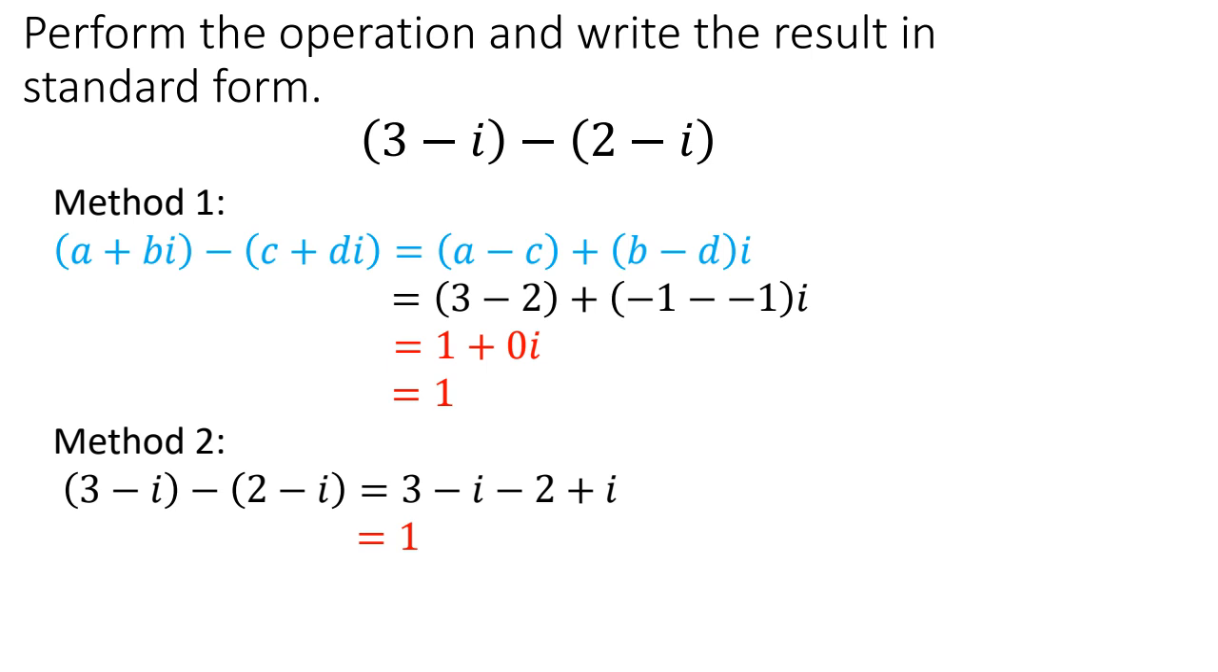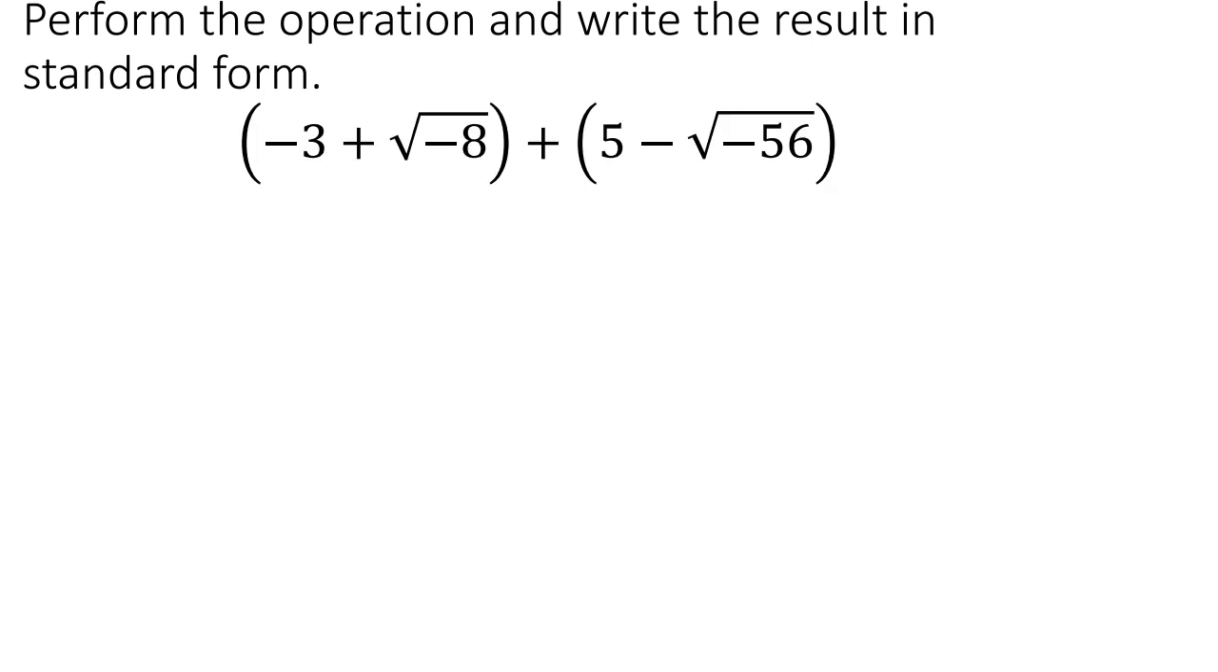And again, using the second method, you see that the minus i plus i got eliminated. They canceled out, just leaving you with a 3 minus 2, which is the 1. All right, let's do this one.